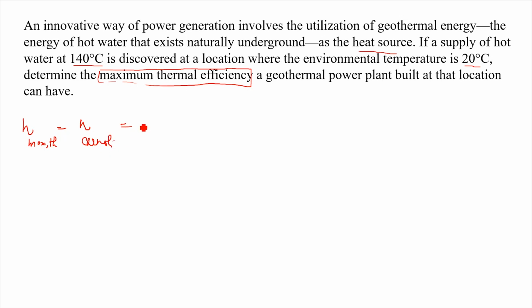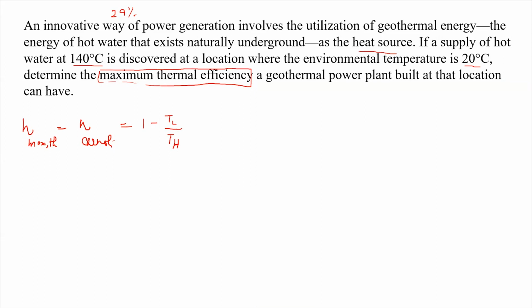Do you remember the formulation for this? Anybody remembers the formula for Carnot efficiency? 1 minus TL upon TH. Can you find out the efficiency? Please find it out and let me know. Sir, 29%. So I've got one answer as 29%. Anybody else has got a different answer? Yes, sir, 29%. All right.